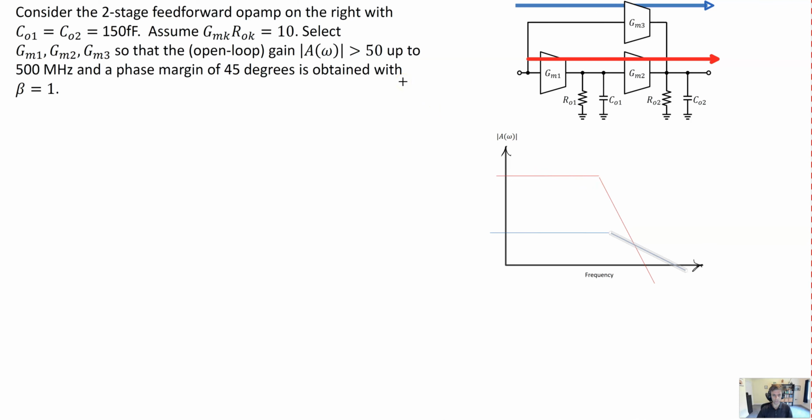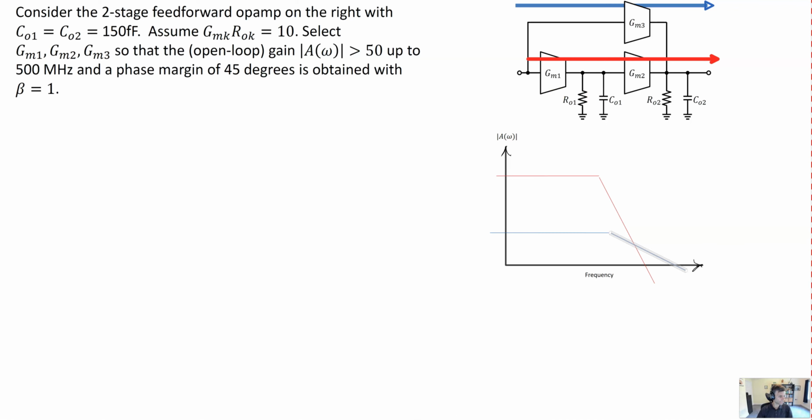So that'll occur when the two poles, which arise due to these two nodes, both sit right at 500 megahertz. That will ensure that each of the poles introduces minus 3 dB compared to the DC gain, for a total of minus 6 dB. That'll give us our gain of 50 at 500 megahertz. So how do we ensure that?